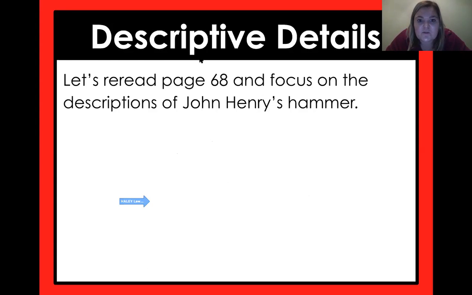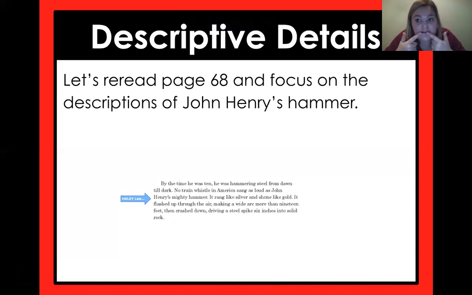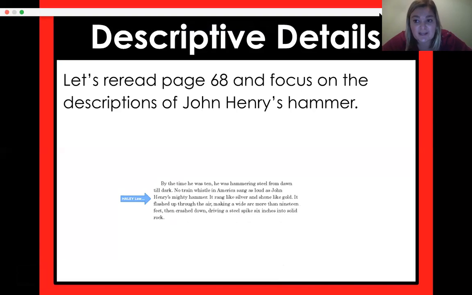All right, so let's reread. This is where you got to go back. Page 68, and focus on the description of John Henry's hammer. So we're really looking for what can we see, hear, smell, can we taste anything? Think of those senses. By the time he was 10, he was hammering steel from dawn till dark. Can't think of anything yet. No train whistle in America sang as loud as John Henry's mighty hammer. It rang like silver and shone like gold.